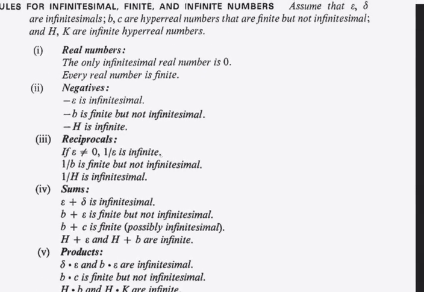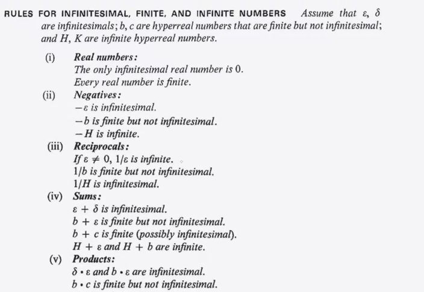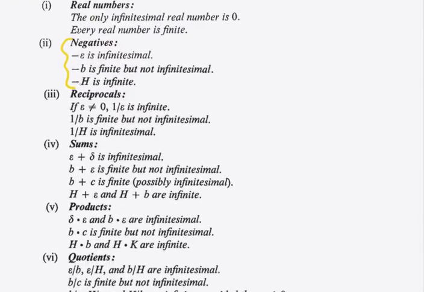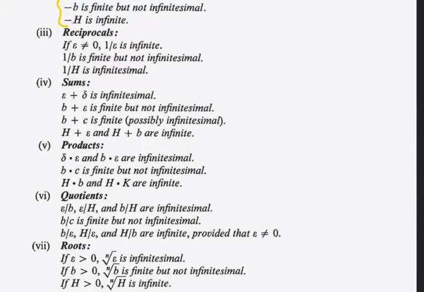Looking at the rules for negatives: if epsilon is an infinitesimal, then its negative is a negative infinitesimal. If it's finite, its negative is finite. If it's infinite, its negative is infinite. That should hopefully be pretty straightforward.